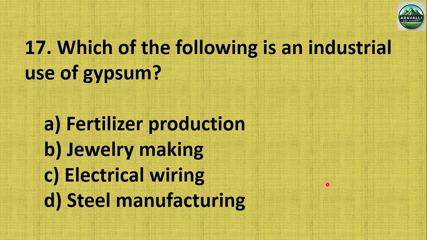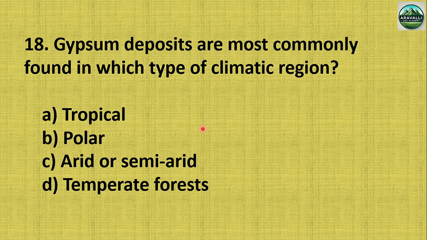Now next, which of the following is an industrial use of gypsum? So an industrial use of gypsum is fertilizer production. Now next, gypsum deposits are most commonly found in which type of climate region? So gypsum formed through the process of evaporation, and this evaporation occurs mainly in arid or semi-arid regions, or something like a desertic region. If this question is multiple choice, then tropical is also correct. Tropical, arid or semi-arid climates favor the evaporation process.